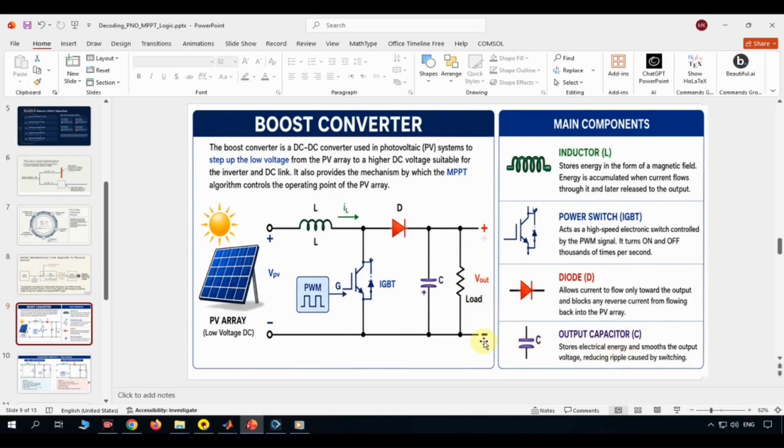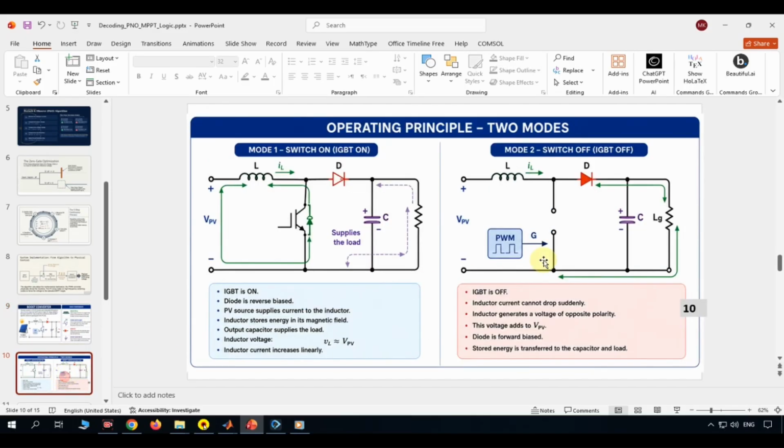Now let's look at the operating principle. The operation of the boost converter can be divided into 2 modes.